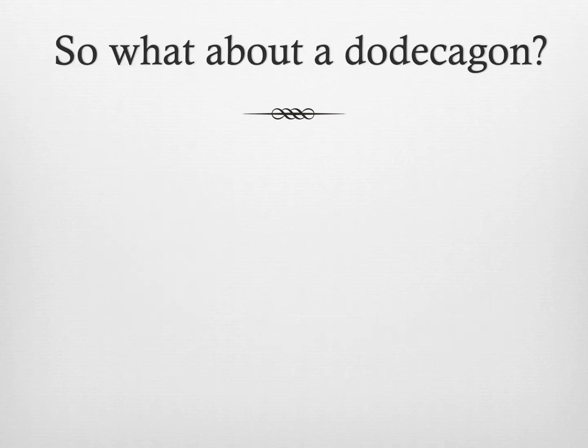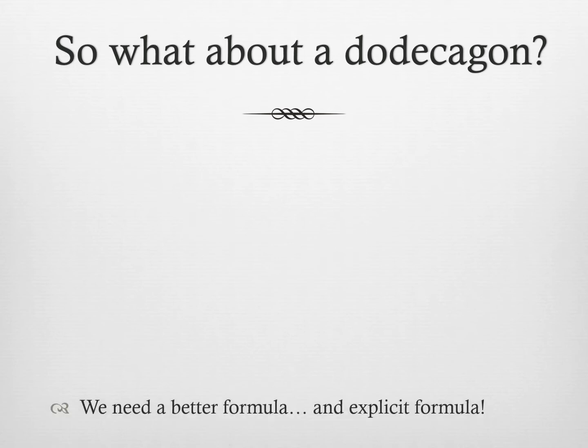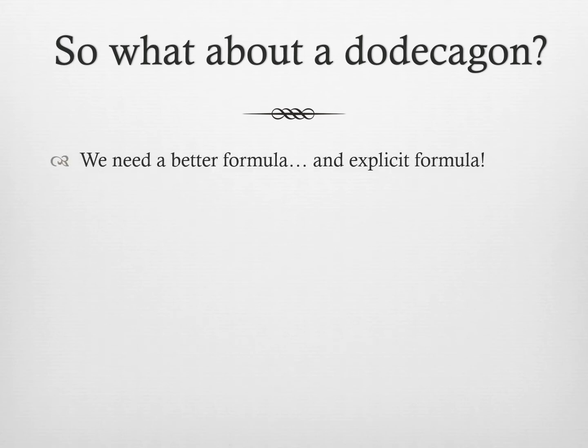So, what about a dodecagon? Well, I don't really want to sit here and figure out the 11th, in which case I would have to figure out the 10th, in which case I'd have to figure out the 9th, and go through a recursive process. We don't want to do a recursive formula. We want an explicit formula. We want to jump right to the equation for a dodecagon.